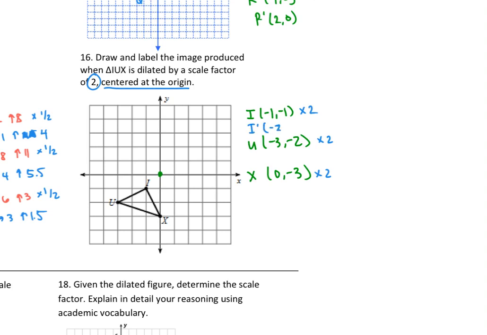So I prime is going to be -2, -2. U prime is going to be -6, -4, and X prime is going to be 0, -6. So plotting my new points in blue, so -2, -2, there's I prime. U prime is -6, so 1, 2, 3, 4, 5, 6, and -4. And then X prime is 0, -6. There's my new figure.